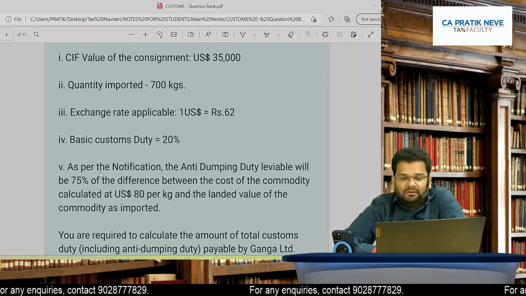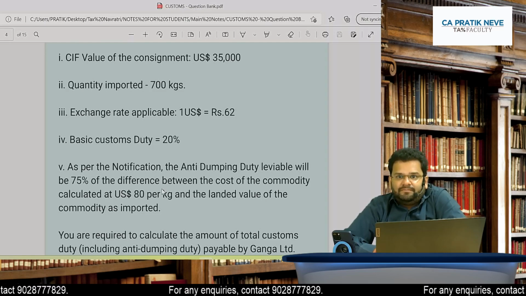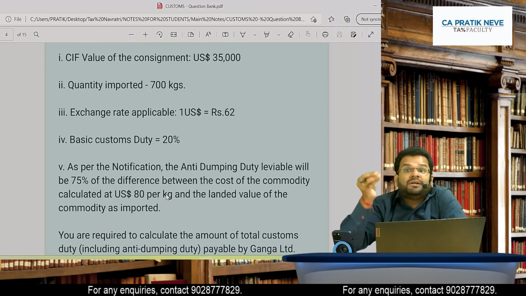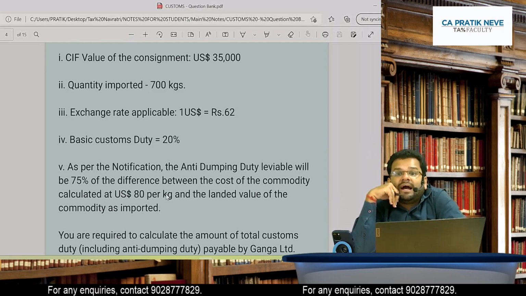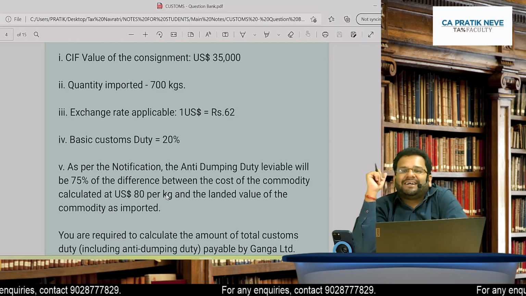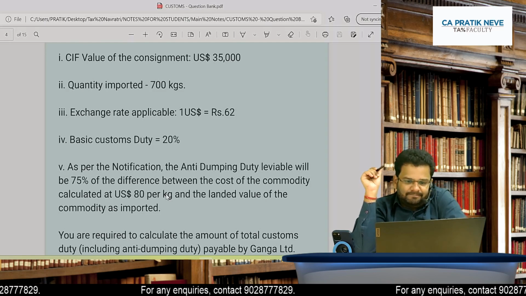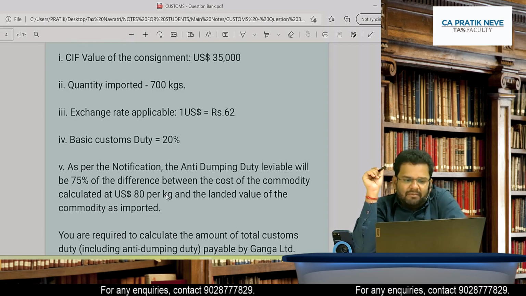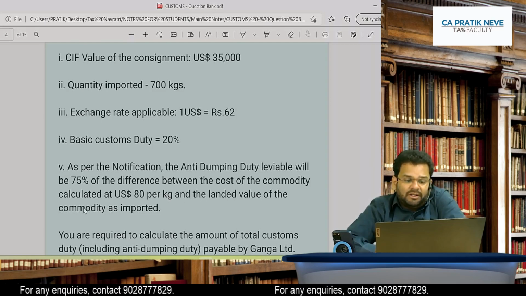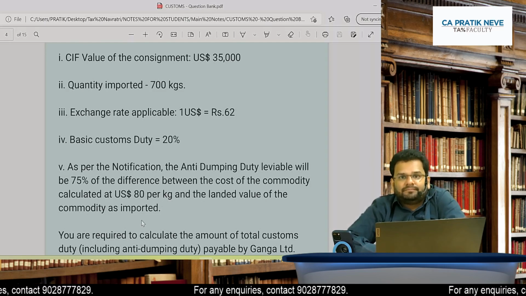As per the notification, anti-dumping duty leviable will be 75% of the difference. Okay, so whenever it is given that anti-dumping duty is there, you have to calculate it according to the notification. Agreed? There is no fixed formula for that. You have to calculate according to the notification. So what is the notification saying? Anti-dumping duty leviable will be 75% of the difference between the cost of the commodity at $80 per kg and the landed value of the commodity.